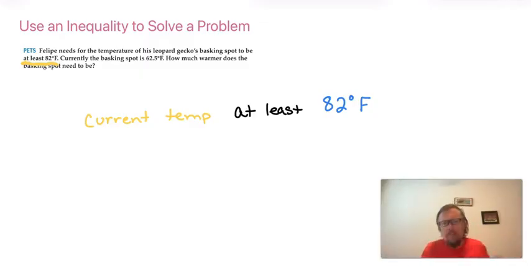If I said your good news, your grade on the test was at least a 90, that means you're looking at a 90, but maybe better than a 90. So at least means greater than or equal to. And this is going to be at least 82.